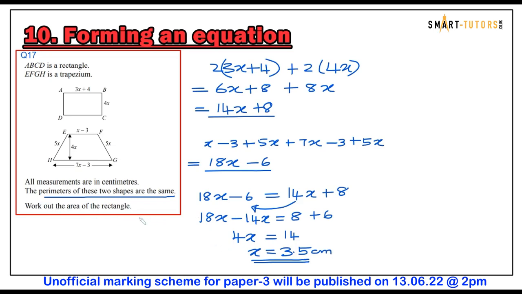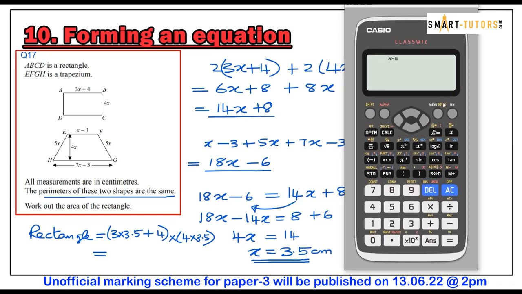Work out the area of the rectangle. So the rectangle area, so you need to find out the 3x plus 4. So 3x plus 4 means 3 times 3.5 plus 4, that is the length, times by width, which is 4 times 3.5. So if you press a calculator, you will get the answer. So I'll quickly show you the calculator operation. So this is the area of the rectangle.